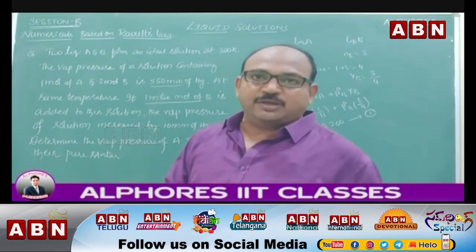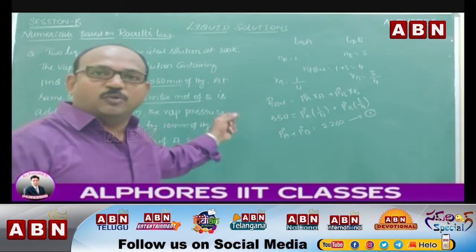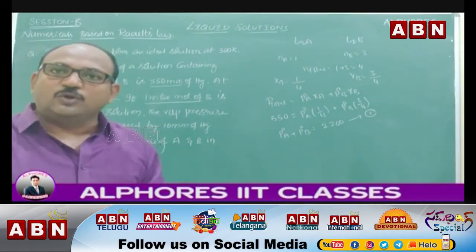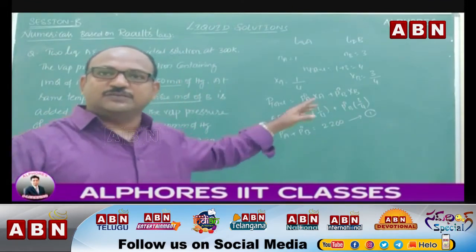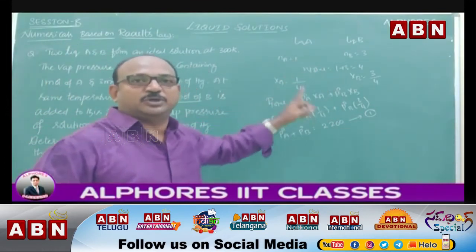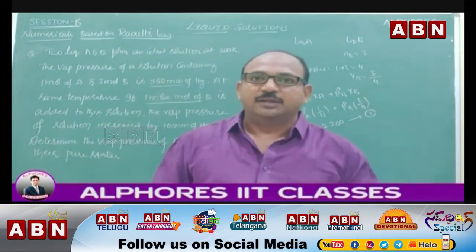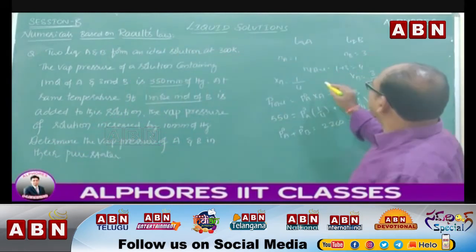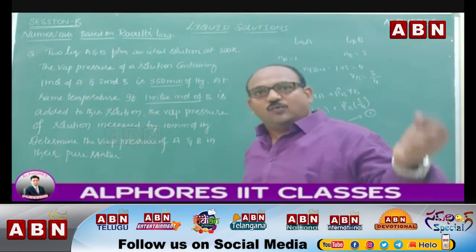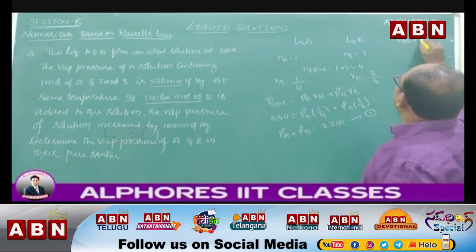So what happened here? First we are going to mix two liquids A and B in 1 mole and 3 mole. Then we notice that the vapor pressure of the solution is 550. Then we got one equation when we substituted. Now what is said? 1 more mole of B is added. So already total number of moles here is 4, and when we are adding 1 more mole, this total number of moles becomes 5.